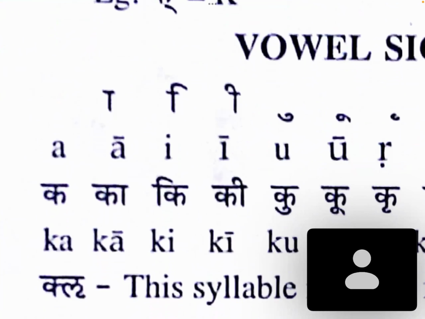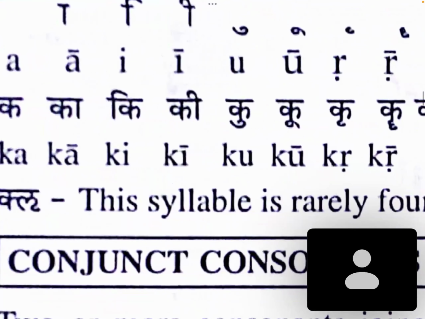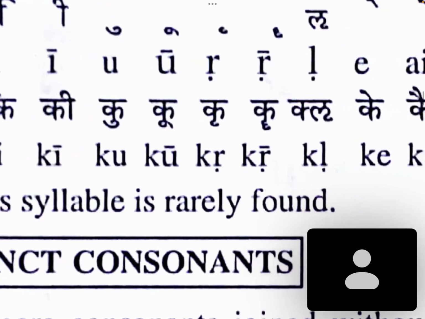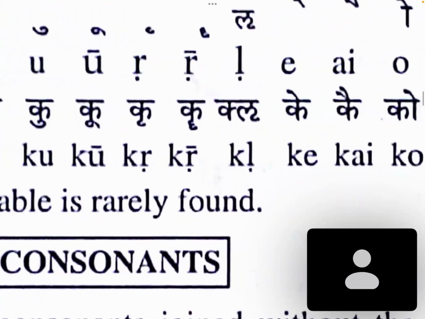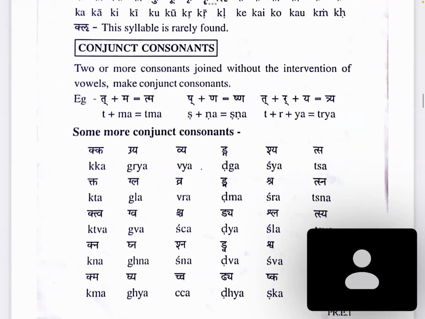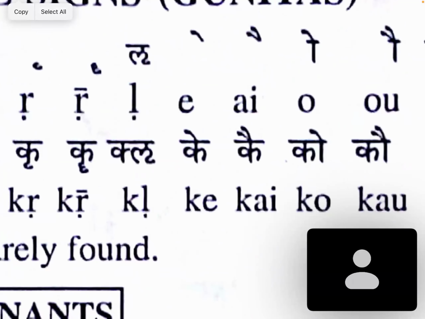K plus i will become ki. Then plus u will become ku. With r, it will become kr. With l, it will become kl. With e, it will become ke. With ai, it will become kai. See how you have to write: on the card, two horns are put there. Then with a line and one horn, with o, it will become ko. With au, it will become kau.